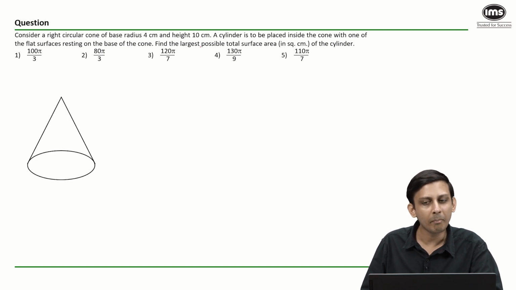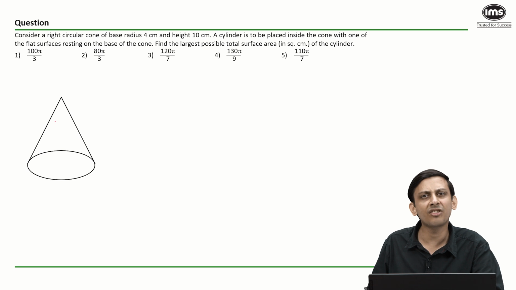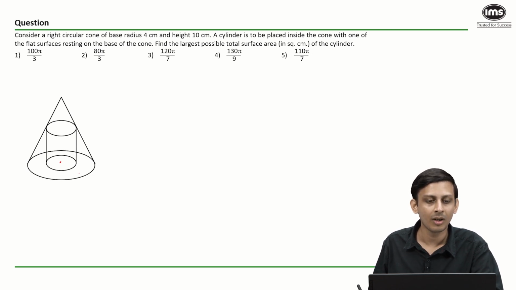Now, if we want to maximize the total surface area of the cylinder, let us make the cylinder as large as possible. Let us make it touch the sides of the cone, and let us keep it in the center so that we can make it as wide as possible. Okay, so we'll have a cylinder like this. We'll make it symmetrical so that we are as efficient as we can be and we maximize the surface area. So the center of the base of the cone will be the same as the center of the base of the cylinder. Okay, and now what we can do is we can form right angle triangles and use similarity.